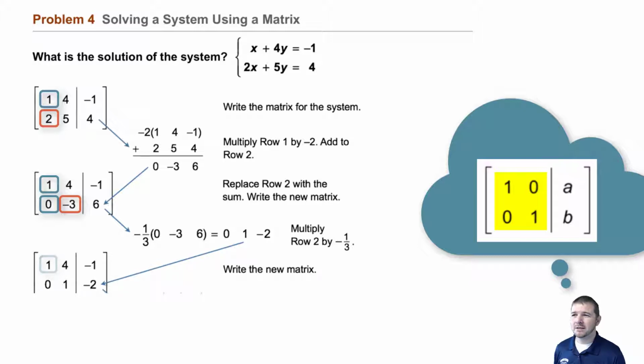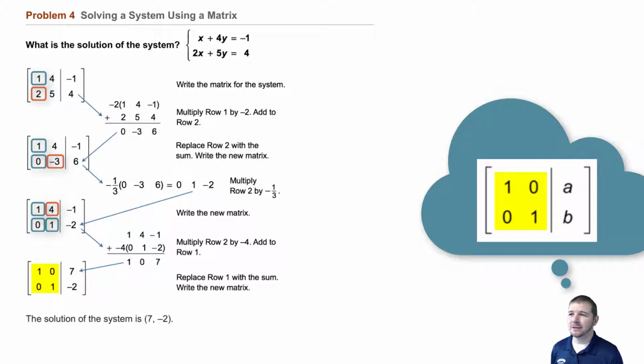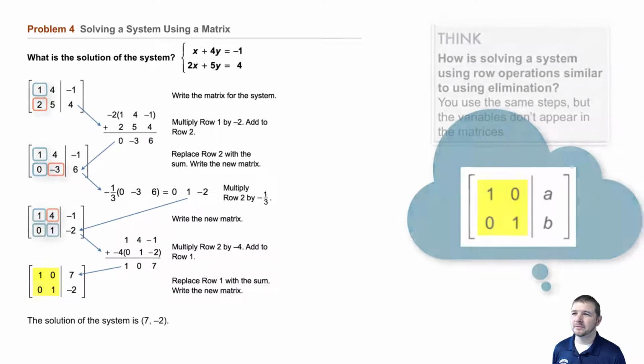We have a 1, 0, and 1 in position. We still need to deal with that 4. We need to transform it into a 0. We'll do that by multiplying row 2 by -4 and adding it to row 1. Now we arrive at the matrix 1, 0, 7, 0, 1, -2. That allows us to extract the solution and state the solution of the system is 7, -2.